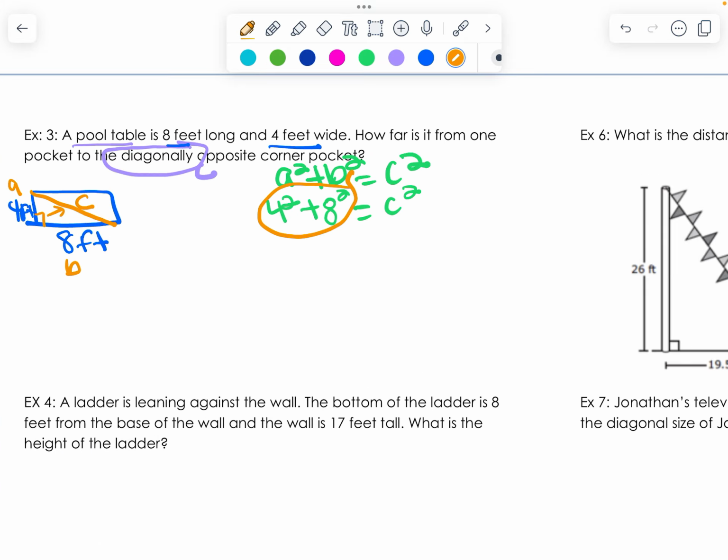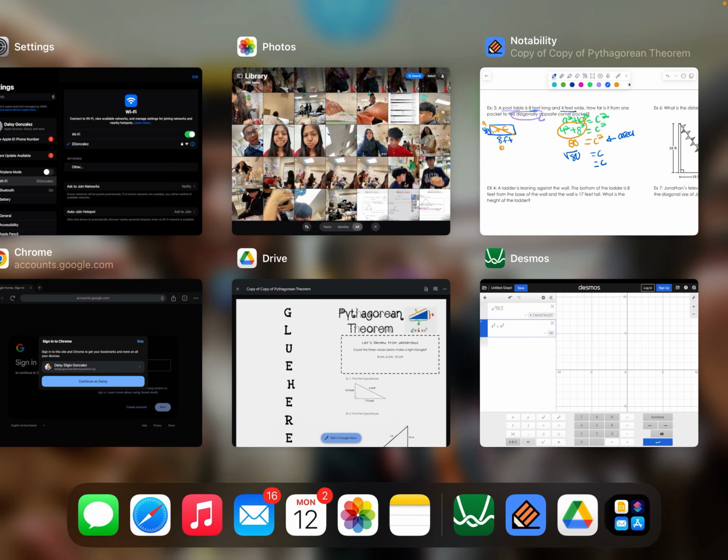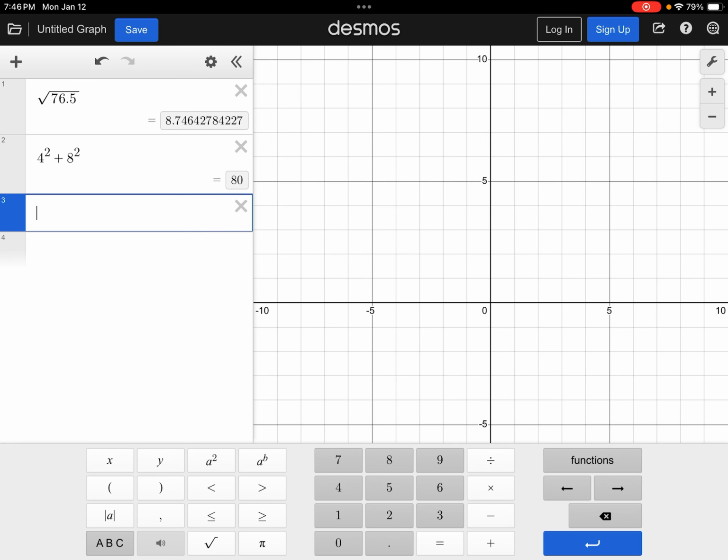So the areas of the two smaller sides is going to be 80, and that's going to give me my C squared. Remember, like I talked a minute ago, this represents the area, not the length, and they're looking just for the length, which is the diagonal. So in order to just find your C, you have to find the opposite, which is finding the square root of 80. Okay, so we're going to go to Desmos, and we're going to put in the square root of 80, which is 8.944.